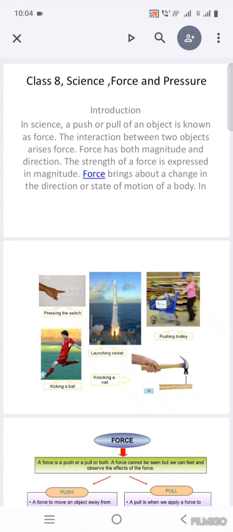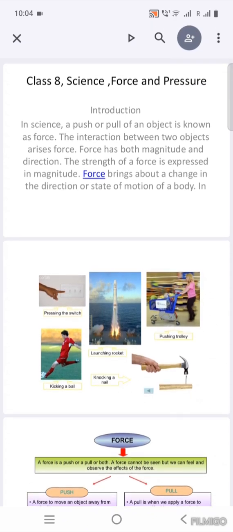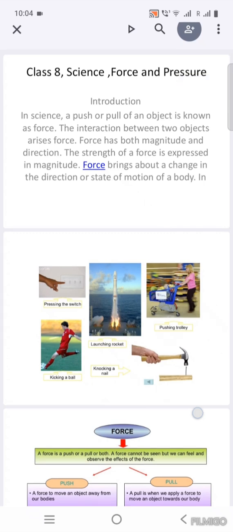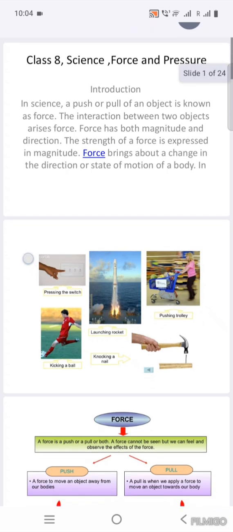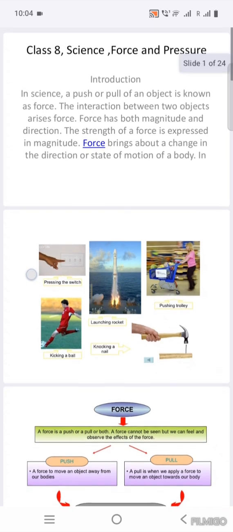In science, a push or pull on an object is known as force. The interaction between two objects gives rise to force. Force is a vector quantity; it has both magnitude as well as direction. The strength of a force is expressed in magnitude. If a force is strong, it means it has large magnitude. Force brings about a change in the direction or the state of motion or the state of rest.